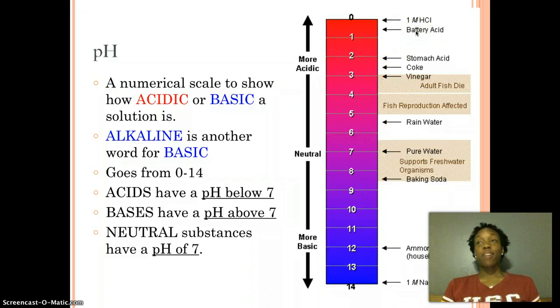If you ever had a battery that somehow got punctured and some of the acid came out, you do not want to touch that. That will burn your skin. So anyway, those are the acids, and over here we've got the bases like ammonia, household cleaner, baking soda. These things are on this side of the scale because they're bases.